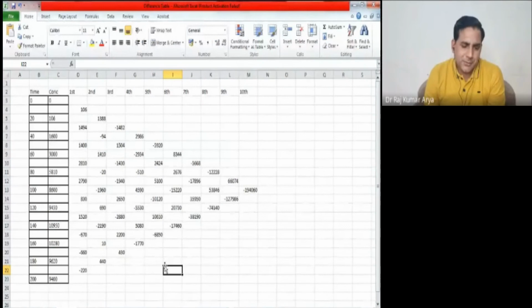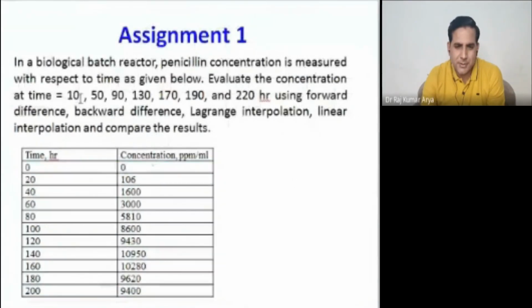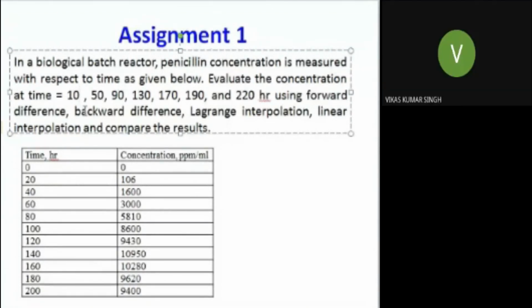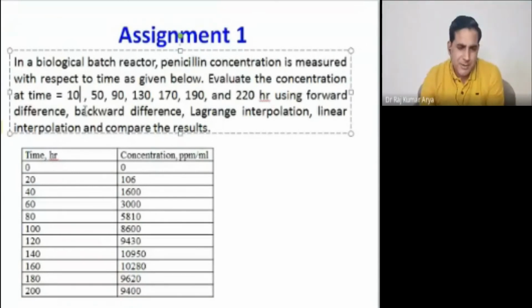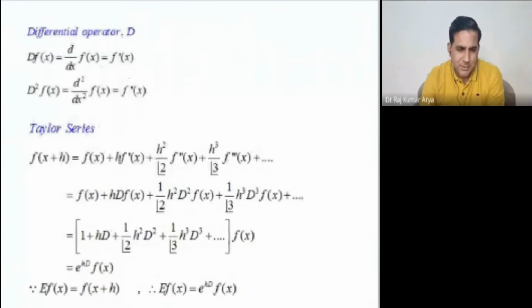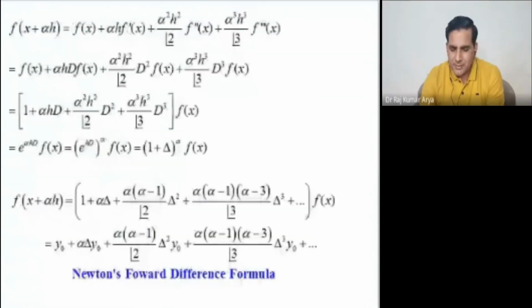Now what are you supposed to calculate in the question? First you have to calculate your value at x equal to 10. You have to calculate it using the previous formulas. Everywhere you have alpha there. If we talk about your forward difference formula, this is your forward difference formula here.